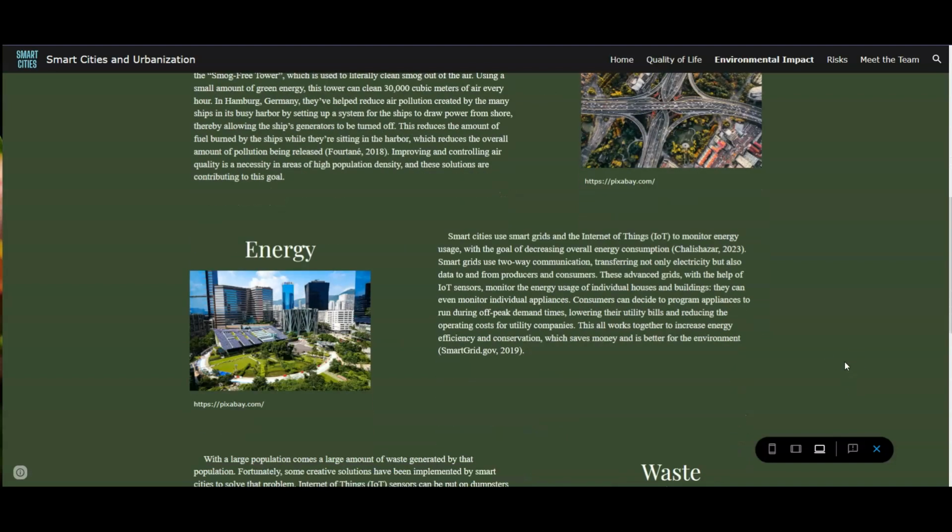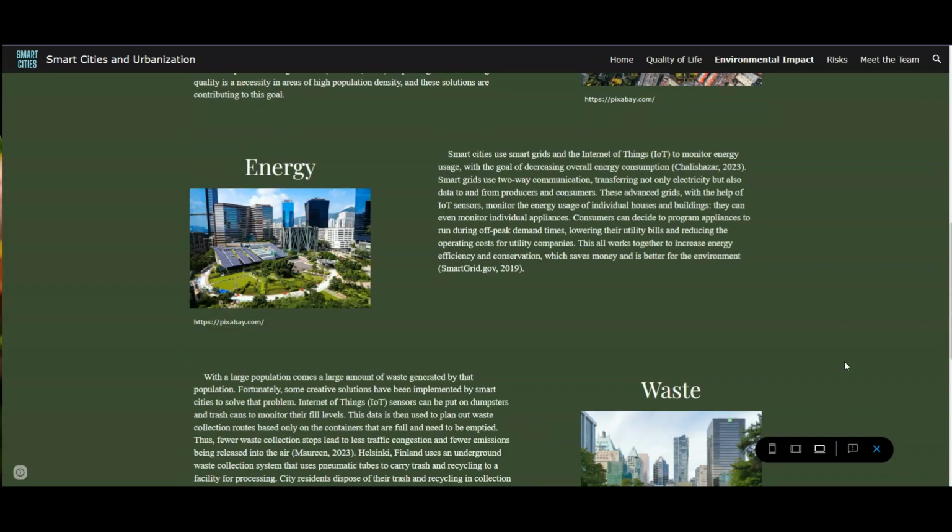My next topic is energy in smart cities. Smart cities use a smart grid in combination with the IoT, the Internet of Things, and I delve into that in my paragraph here. These smart grids can also detect problems along the utility lines, so that way people who are out of energy or who are out of water can get their problems fixed more quickly and more efficiently.